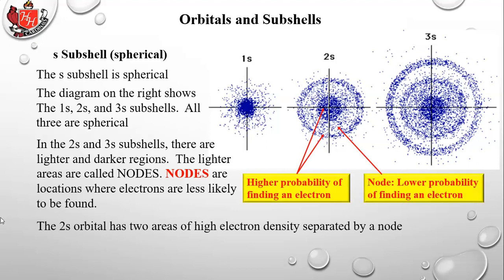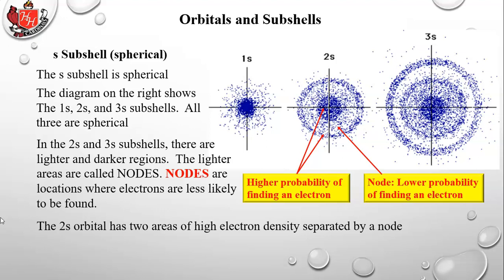The 2s orbital has 2 areas of high electron density separated by a node. So you see that there's the central dark area, and then there's a darker band outside of that. But in between those two, there's a node where there's a lower probability of finding an electron. Why is this? Why do the electrons like to be either close to the nucleus or in that outer circle, but not in between the two?